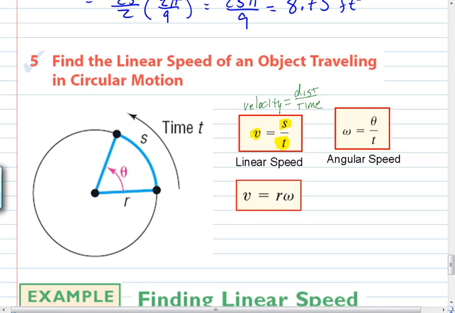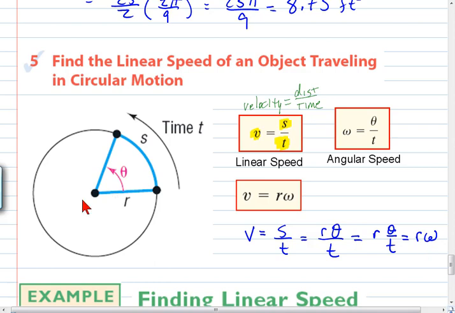Well, how do I get that? S is equal to r theta, isn't it? V is equal to S over t, but S we said is r theta. Arc length is the radius times the angle that it's the arc length subtended by the angle theta. Well, that's just r times theta over t, isn't it? And that's where we get the r omega from. So if you know linear speed, distance divided by time, and angular speed, angle divided by time, you can end up with this formula. Velocity is equal to the radius times the angular velocity.